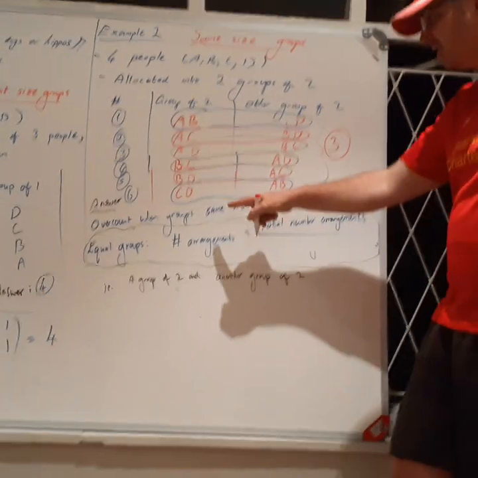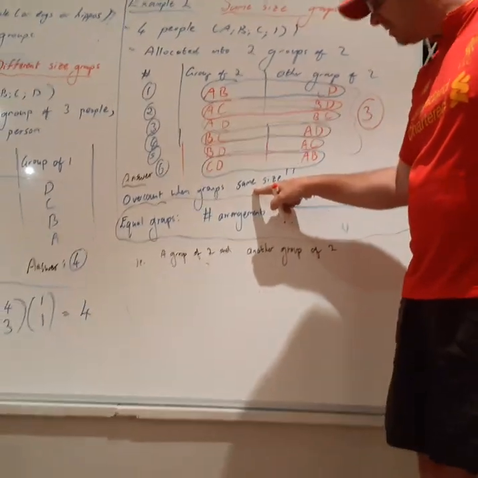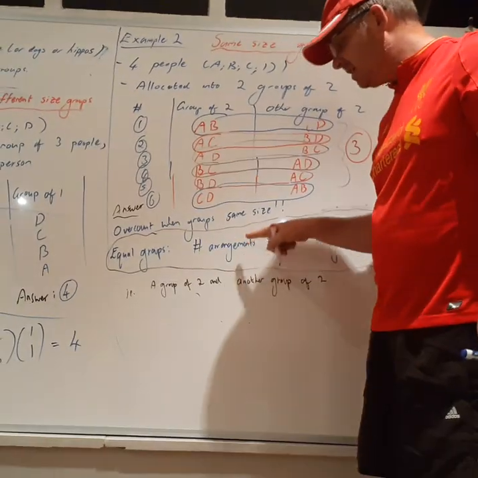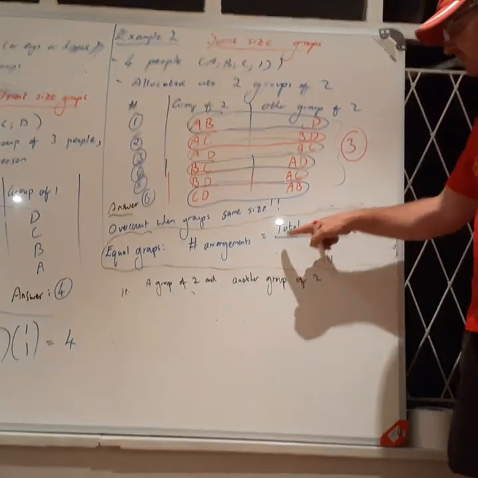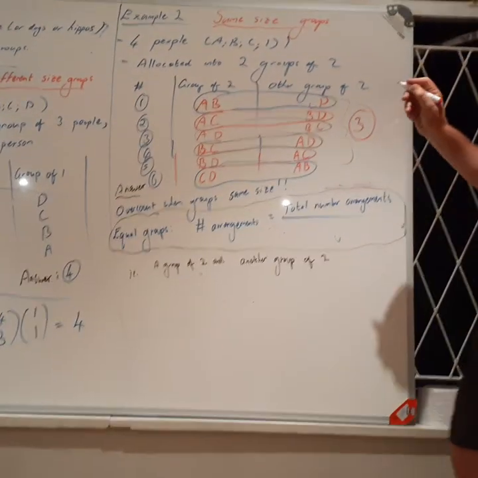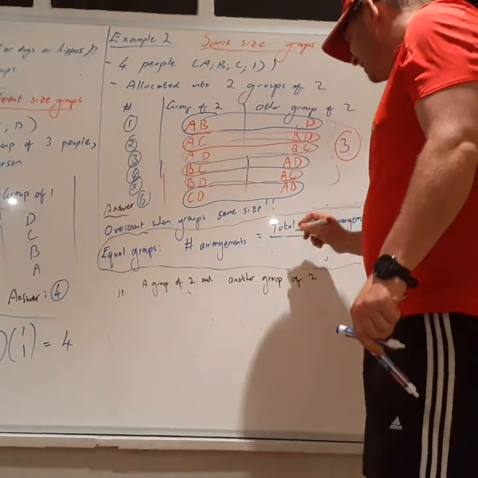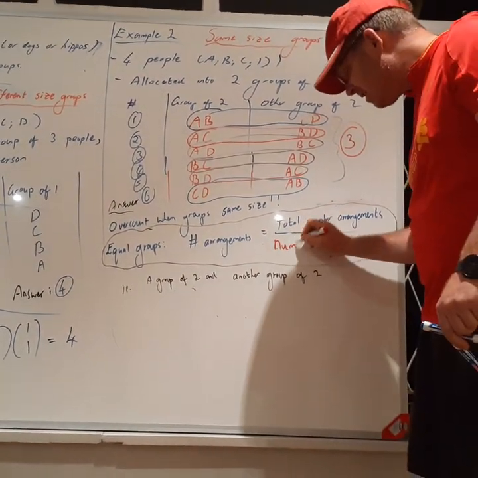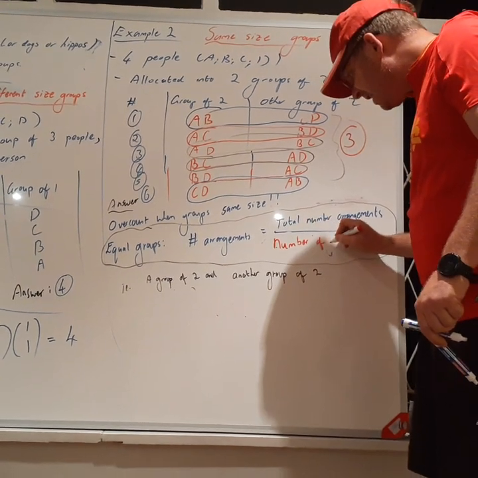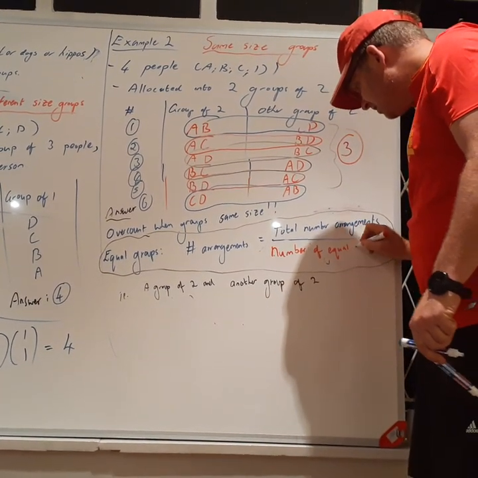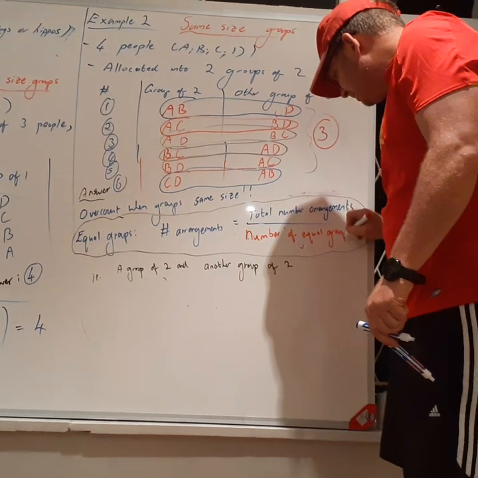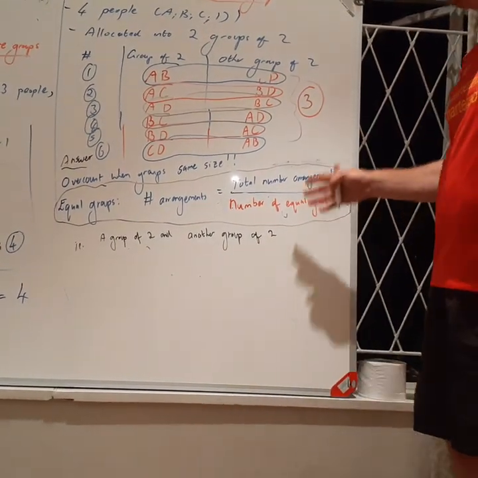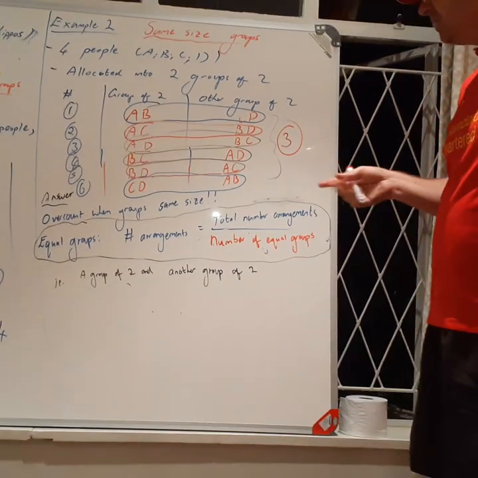You just got to remember this. There's a problem when groups are the same size. So with equal groups, your number of arrangements is going to be the total number of arrangements over not the size of the groups, but the number of equal groups that you have. So whether there are 20 people in a group, or 4 people in a group, or 7 in the equal groups, doesn't matter. It's how many equal groups that you have.